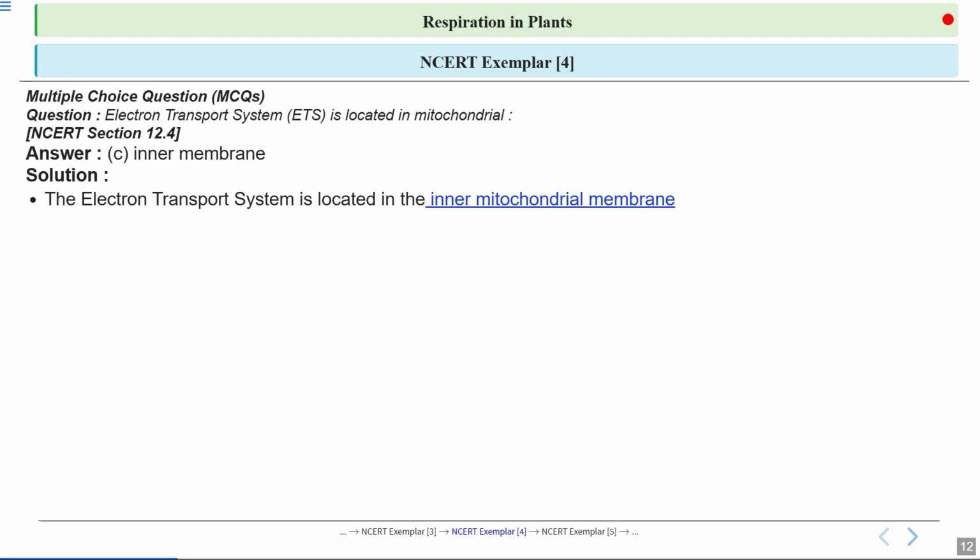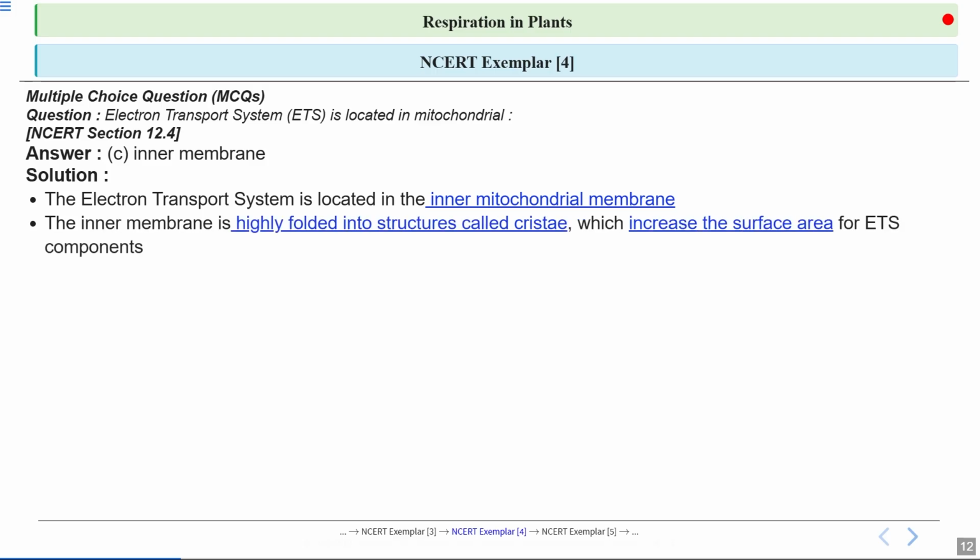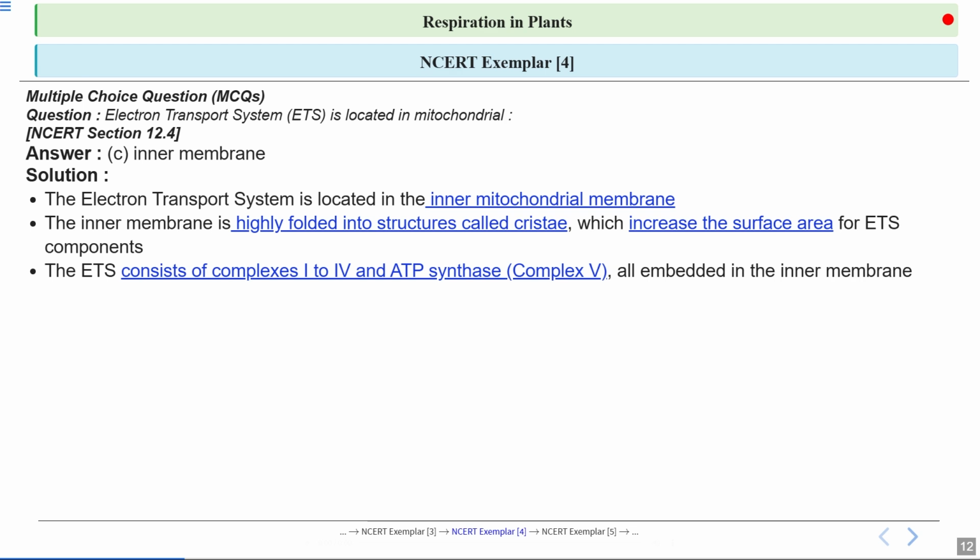The electron transport system is located in the inner mitochondrial membrane. This inner membrane is highly folded into cristae, which increases the surface area for electron transport system components. Finally, the ETS consists of complexes 1 to 4 and ATP synthase. That is, there are a total of 5 complexes, and all of these are embedded in the inner mitochondrial membrane.